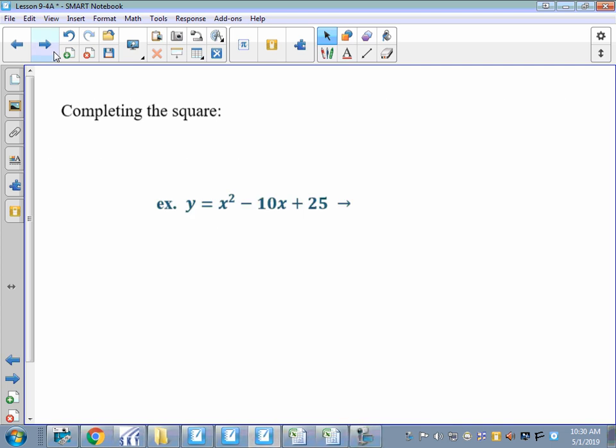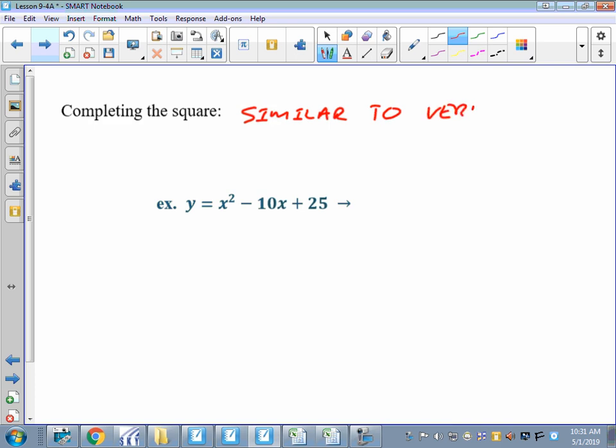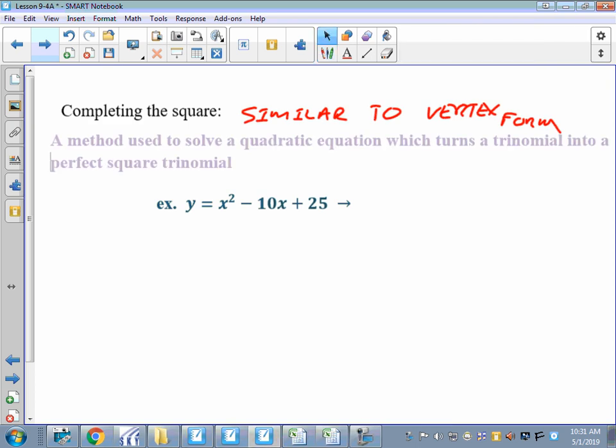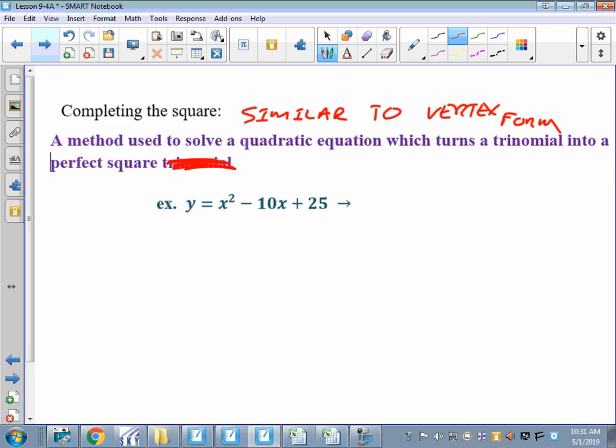What we do in completing the square is very similar to vertex form. What we did in 9.3b, we're doing the same thing here, very similar to moving from standard form to vertex form. It's a method used to solve a quadratic equation which turns a trinomial into a perfect square binomial, which is kind of what we did in vertex form.